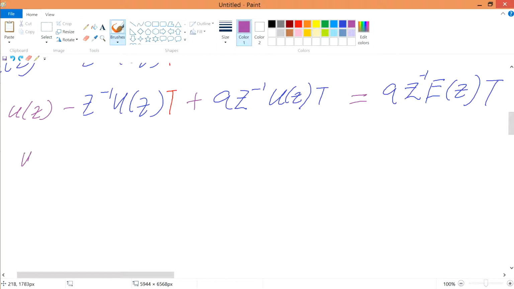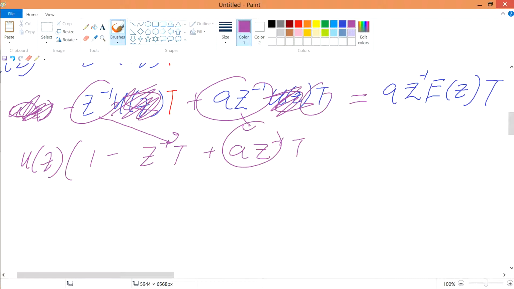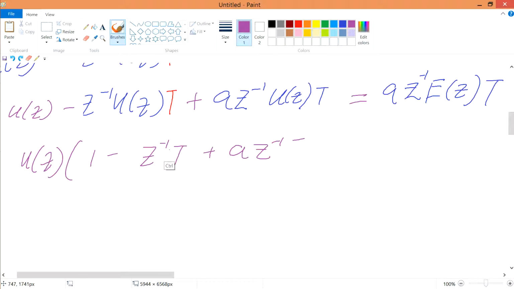If I factorize out my uz, I have 1 minus z minus 1 t plus a z minus 1 t. So the uz is being removed. You just compare: this thing becomes here, this thing becomes here, your t is all over here. Hope you understand what I mean. Pretty clear, I think.